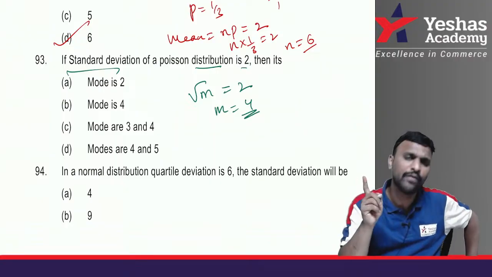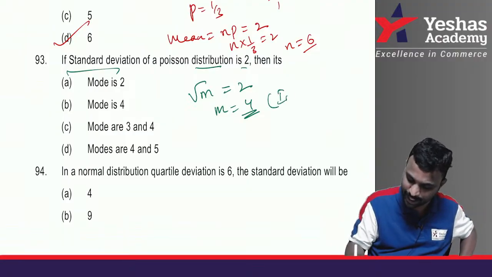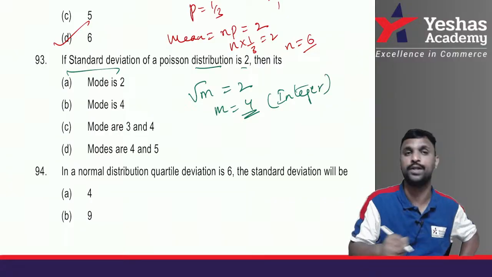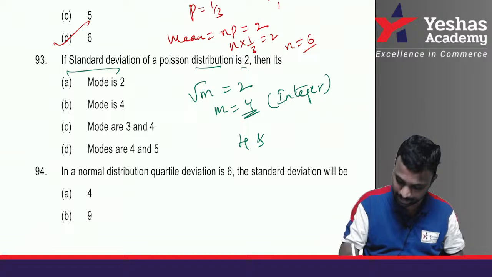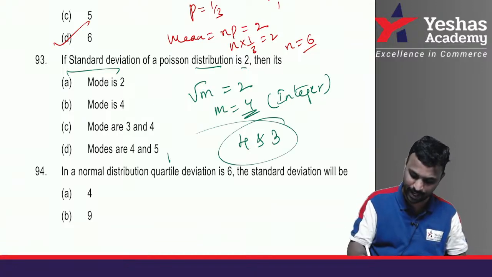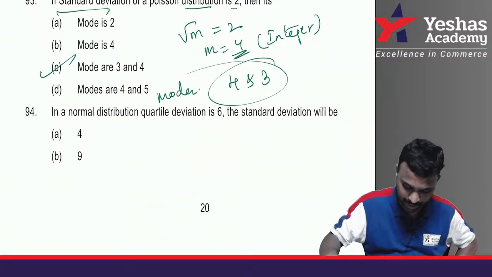Guys, when you know the value of m, how do you find the mode? If the value of m is an integer, there will be how many modes? 2 modes. What are the 2 modes? m itself is one of the modes, and 1 less than m, which is 3. So 3 and 4 are the modes of the Poisson distribution, which is option C.